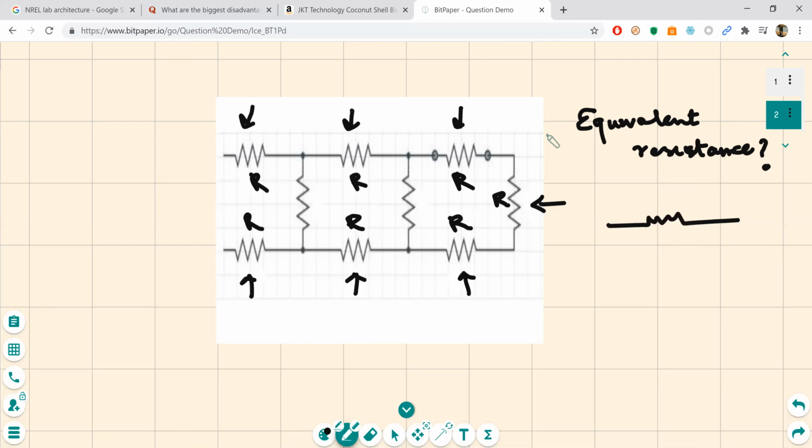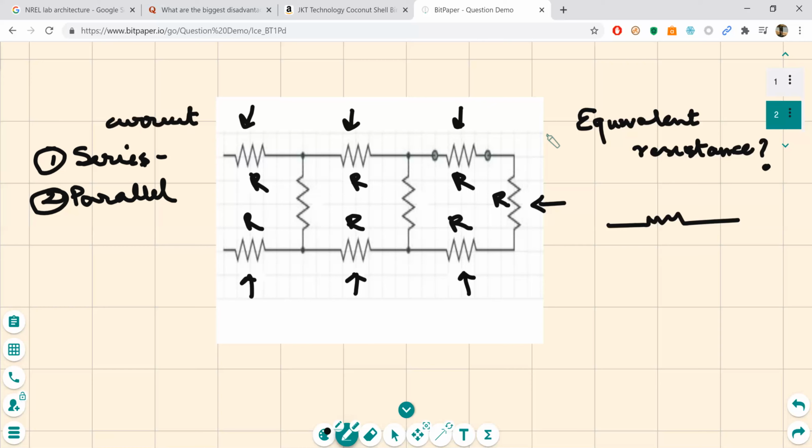So first off, when you have to do equivalent resistance questions, the first thing you want to make sure is that you can identify what's in series and what's in parallel. What does series mean? Series means the same current flows through it. So 2 resistors are said to be in series if the same current flows through them.